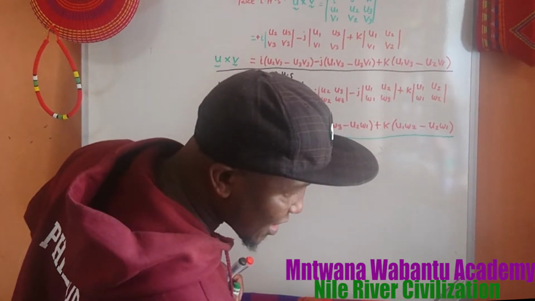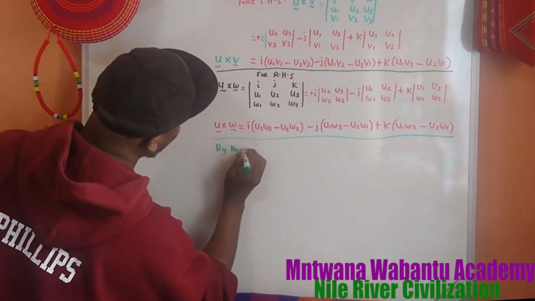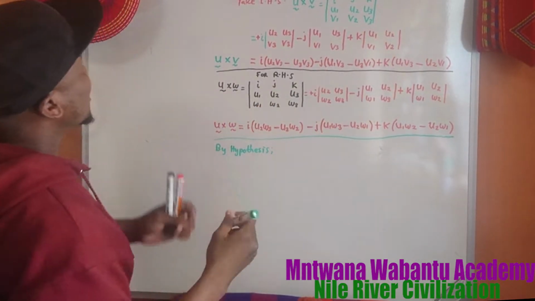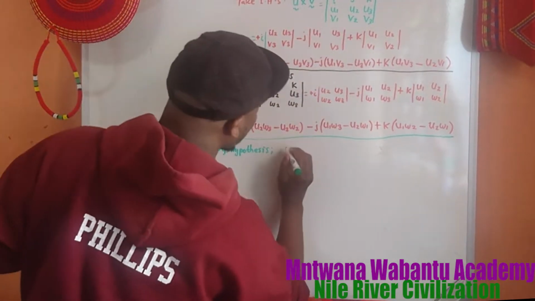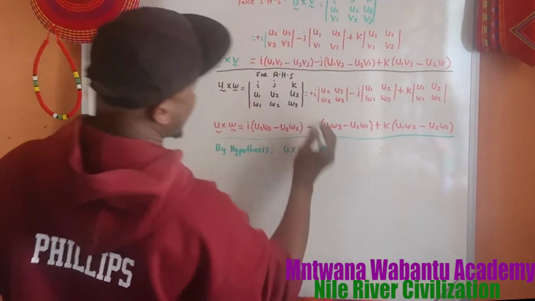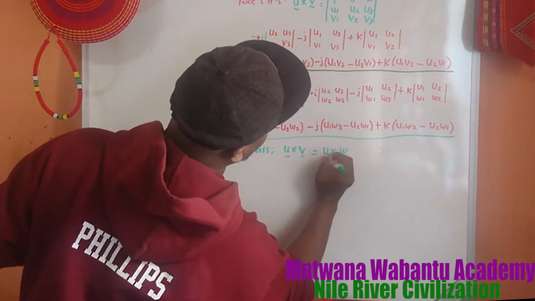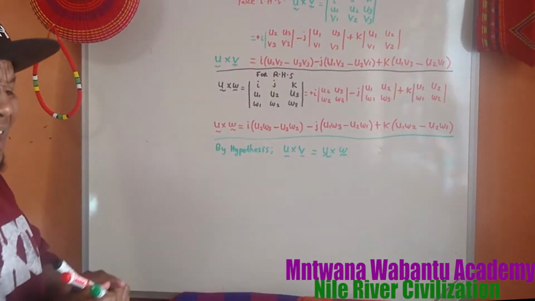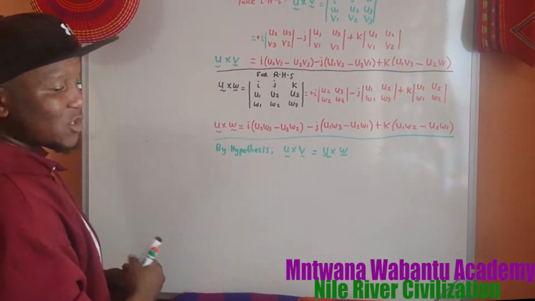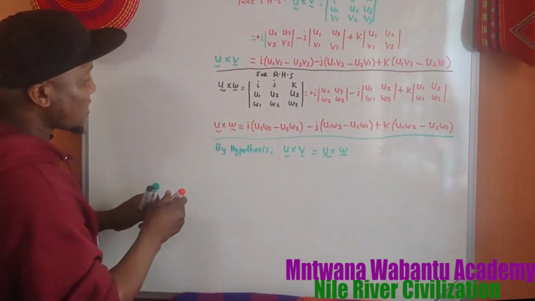So by hypothesis, I'm going to conclude that the left hand side, which is U cross V, must be equal to U cross W. Because why? Corresponding components must be equal.